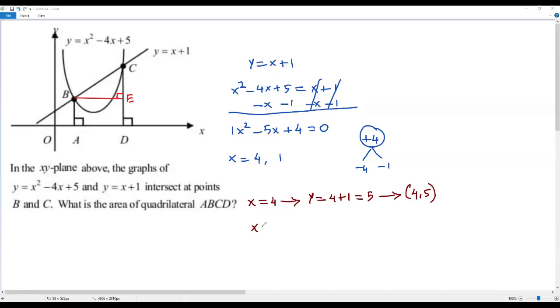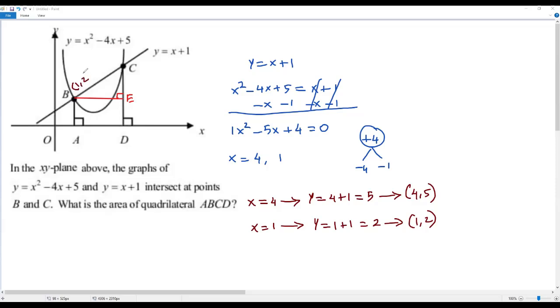Okay, now let me plug in the second value of x, that is x equals 1, into the equation of the line. Then I'm getting y equals 1 plus 1, which is equal to 2. So the x coordinate over here is 1, and the y coordinate I get is 2. So the second point is (1, 2). I got the 2 points of intersection of the parabola and line.